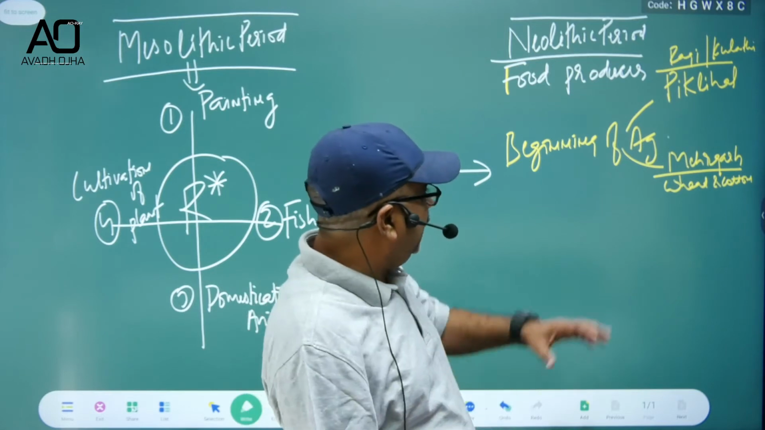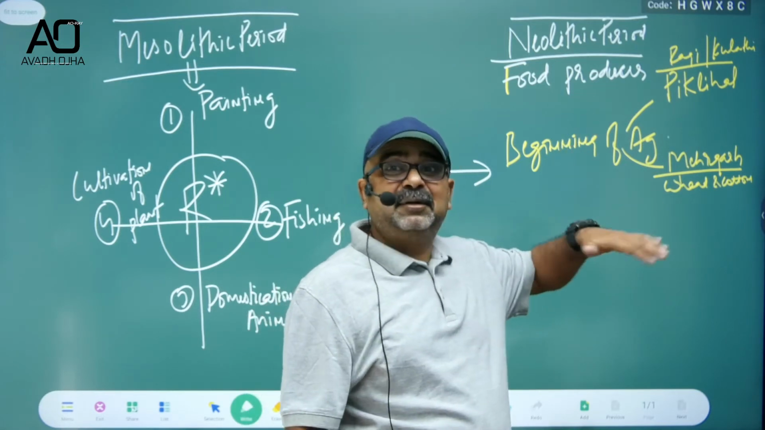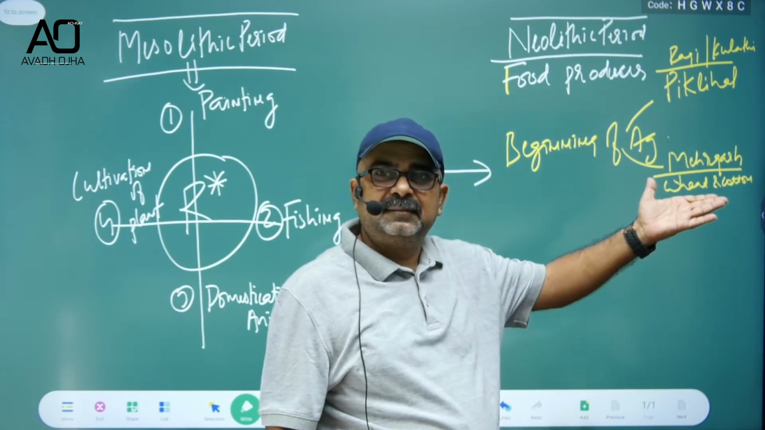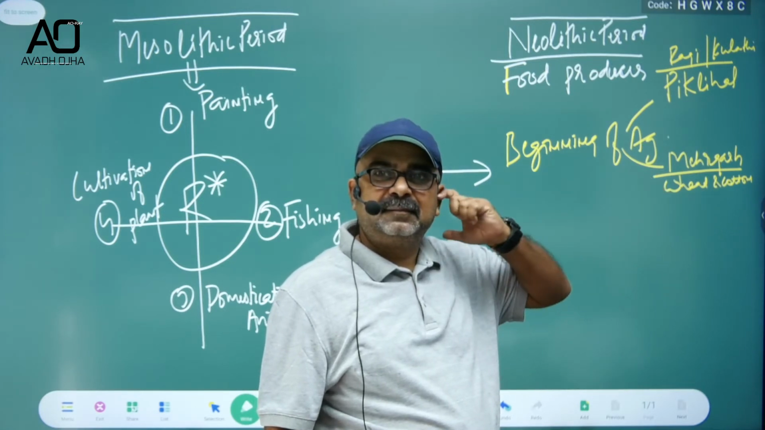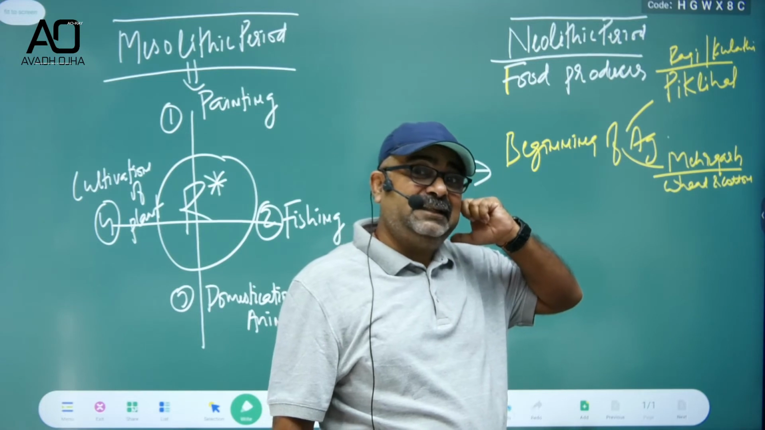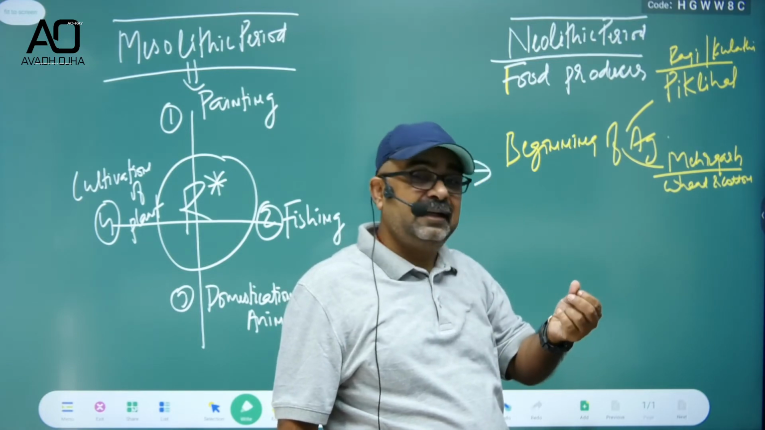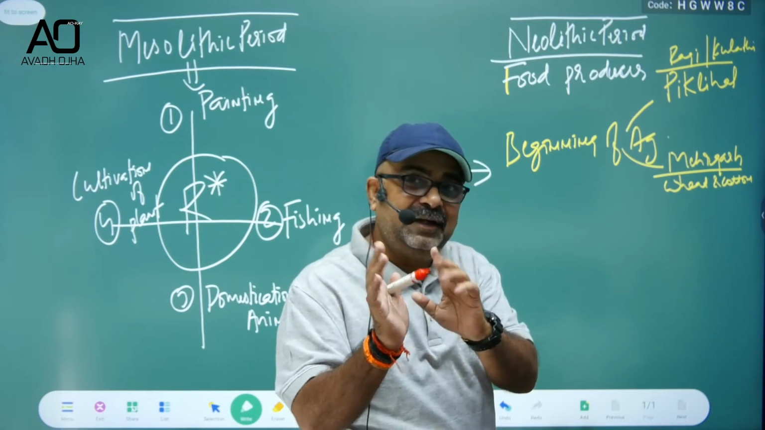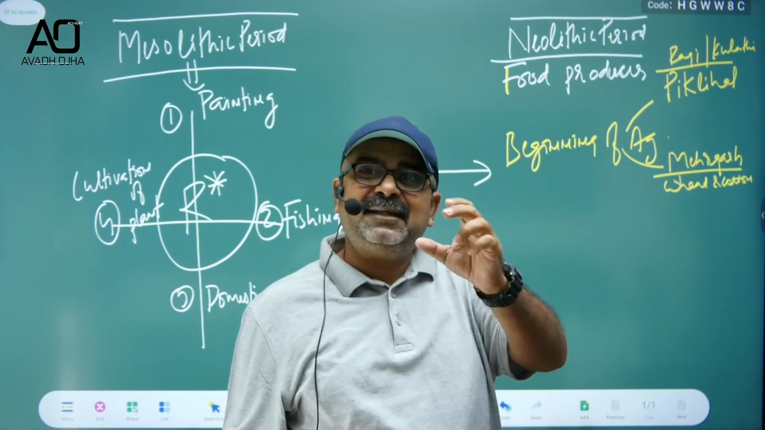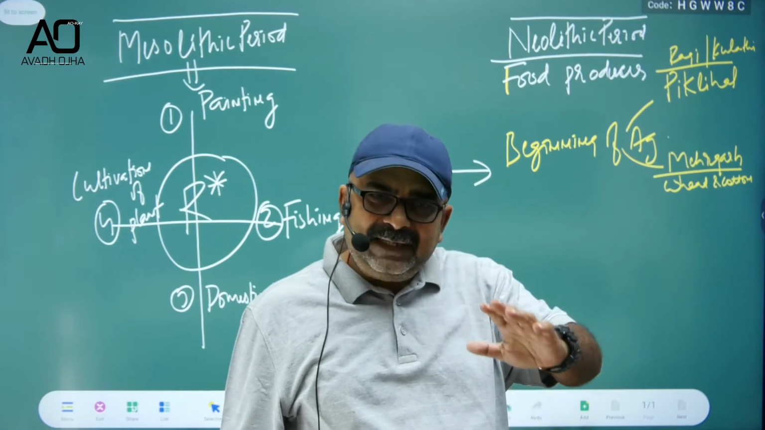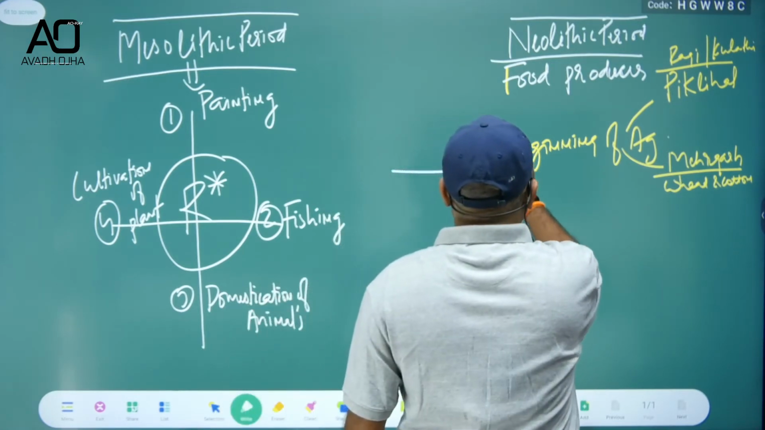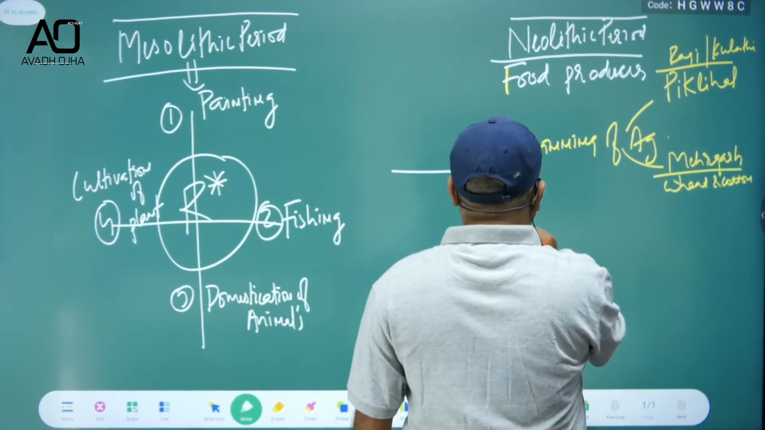Now when agriculture has started, necessity is the mother of invention. Now just connect. Agriculture has started. Not agriculture, economy. What is a natural requirement? Pottery. Next major development, pottery.